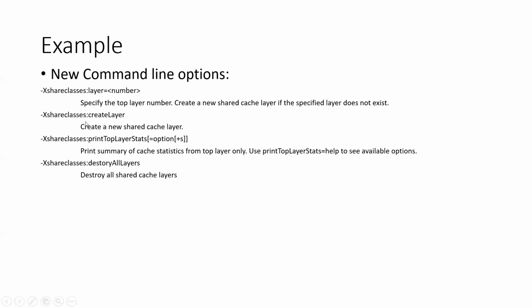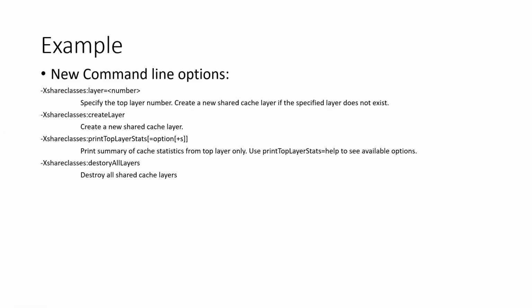The second option is create layer. It's pretty simple. It'll always create a new shared cache layer. You can use either of these two command options to create a new shared class layer. The difference is that when you have multiple JVMs in a race condition to create layers, you'd better use the first option because it'll always ensure that only one new layer is created.